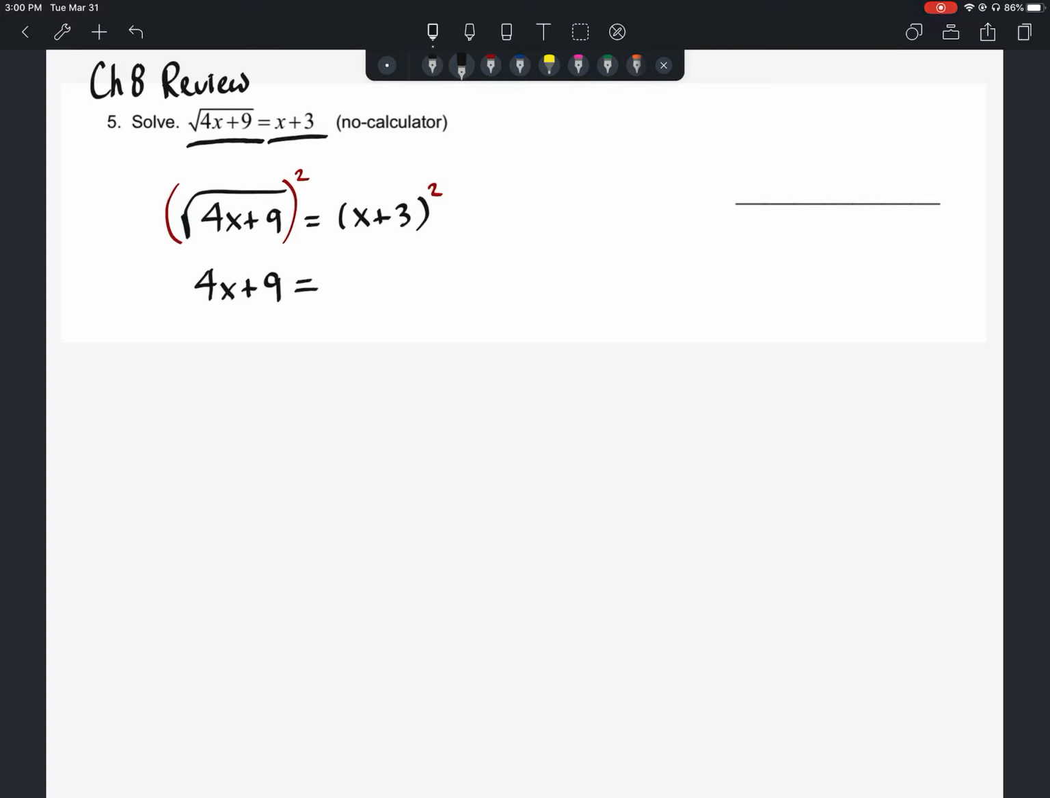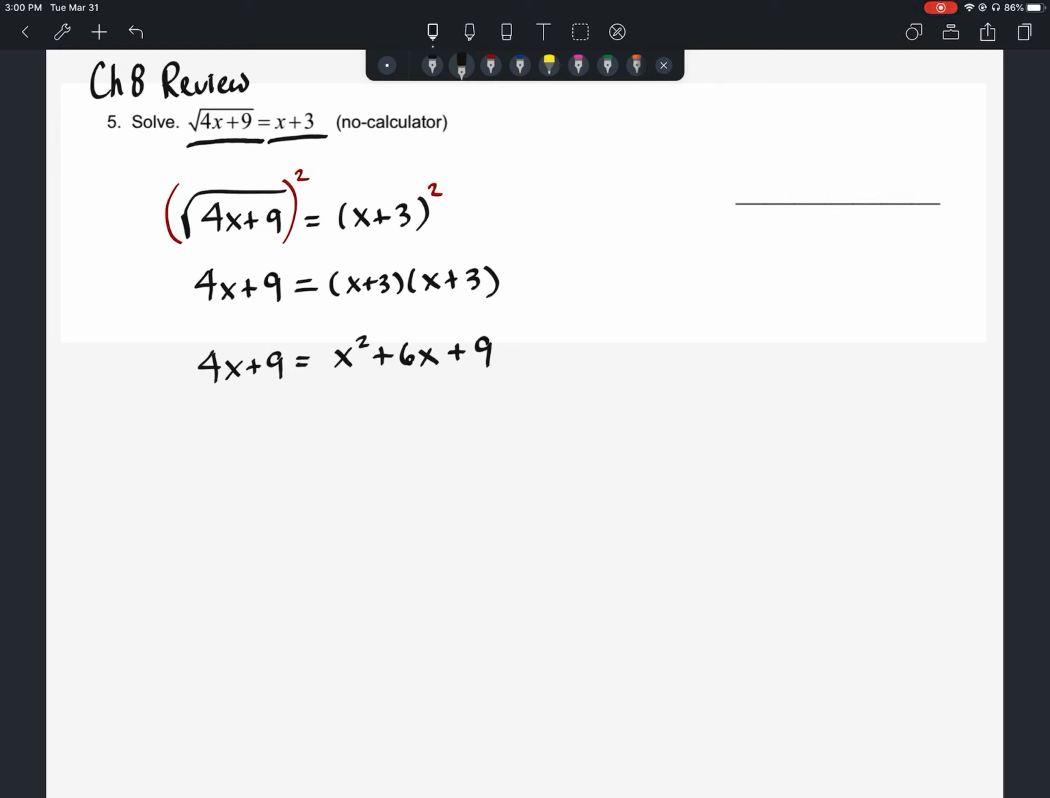So as we do that here, we should end up with 4x plus 9 should equal... Now remember, this is like saying the quantity x plus 3 times the quantity x plus 3. So we need to FOIL that out. And that should give us x squared plus 6x plus 9. And right now that still equals 4x plus 9.